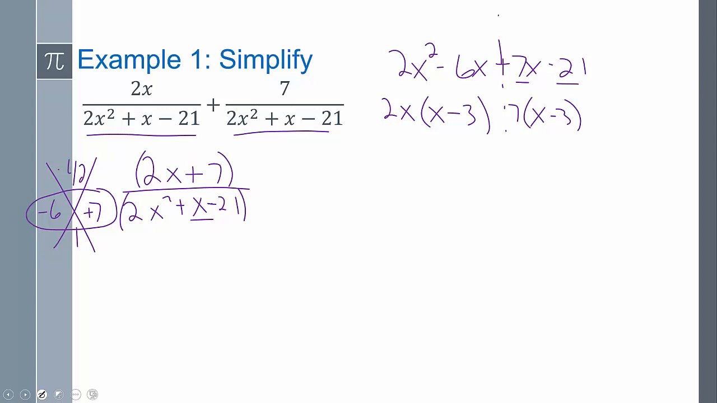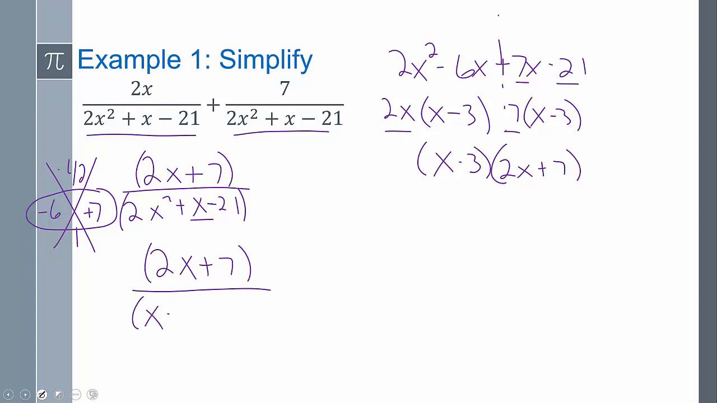So you rewrite what's the same, which is going to be x minus 3. And then whatever is the same, 2x, positive 7, goes in the other parentheses. So now I have 2x plus 7 on top. And I have this x minus 3. And this 2x plus 7. Those cancel out. And so I get 1 over x minus 3.